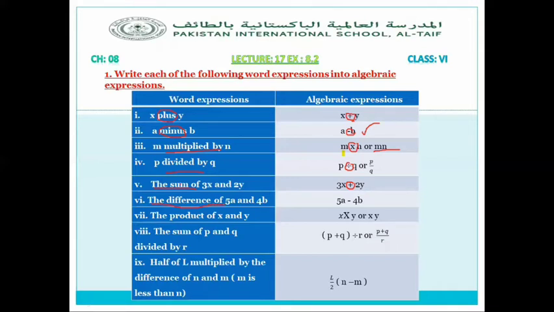Now in part number 6, the word introduced here is the difference of, like the sum of. Now here the word sum of means its mathematical sign is plus. In the same way, here we have introduced minus, and its mathematical sign is minus, like a little line segment. Here the difference of has the same meaning as minus. So the difference of 5a and 4b means 5a minus 4b.